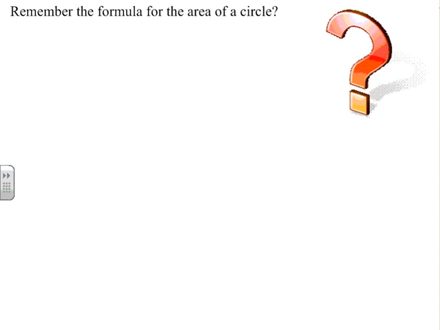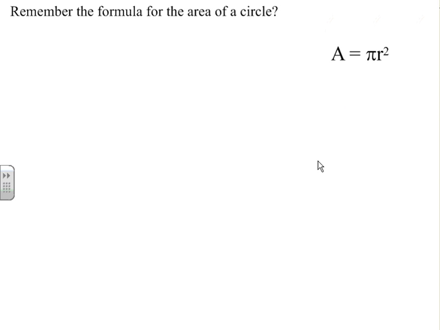Now, based on that, we have to remember the formula for the area of a circle. That is A equals pi r squared. Pi being 3.14 and going on forever, but we'll stick with 3.14, and r representing the radius of the circle.